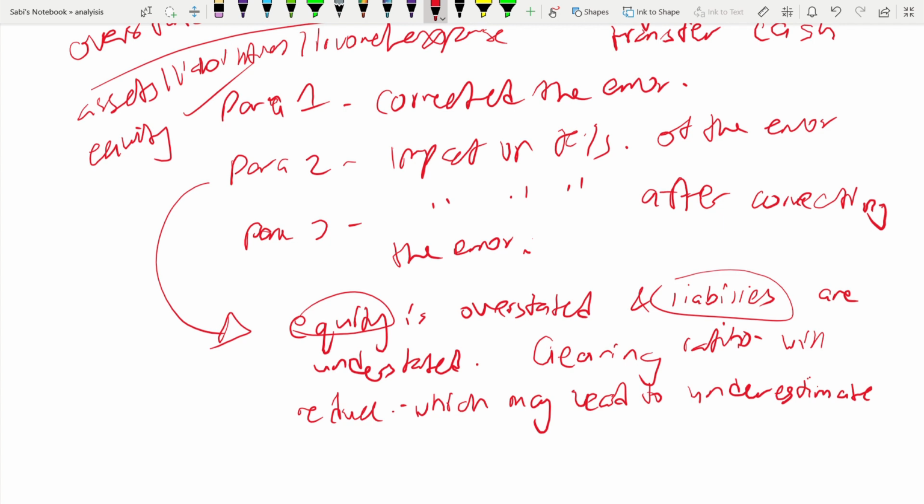Which may lead to underestimate Sterling's financial risk. Please mention the name of the company. It's very important. You're not writing general answers here. You are linking it to the company given to you. Sterling's financial risk, because gearing has to do with your financial risk. Underestimate means it will show the company in a good, positive light, showing that they have less financial risk, whereas actually they have more financial risk.